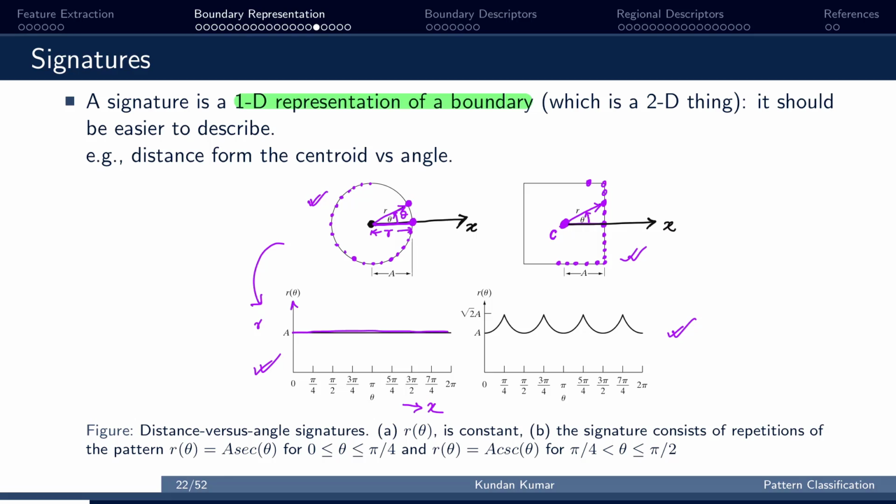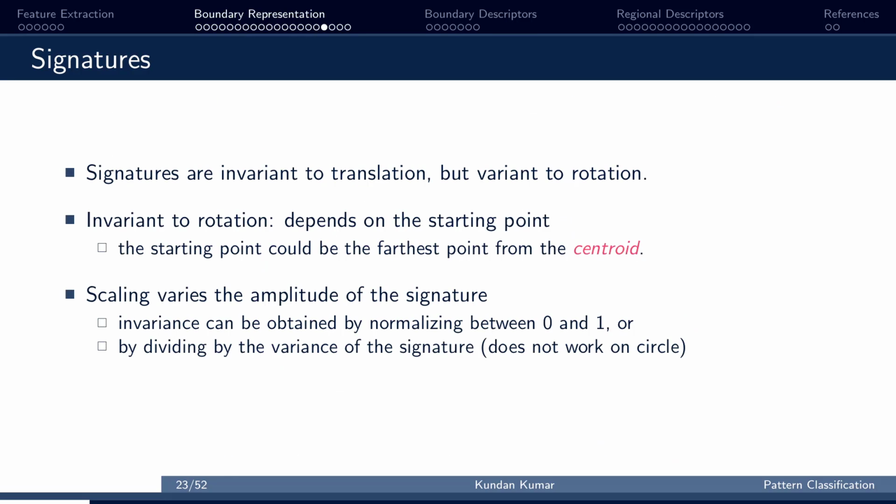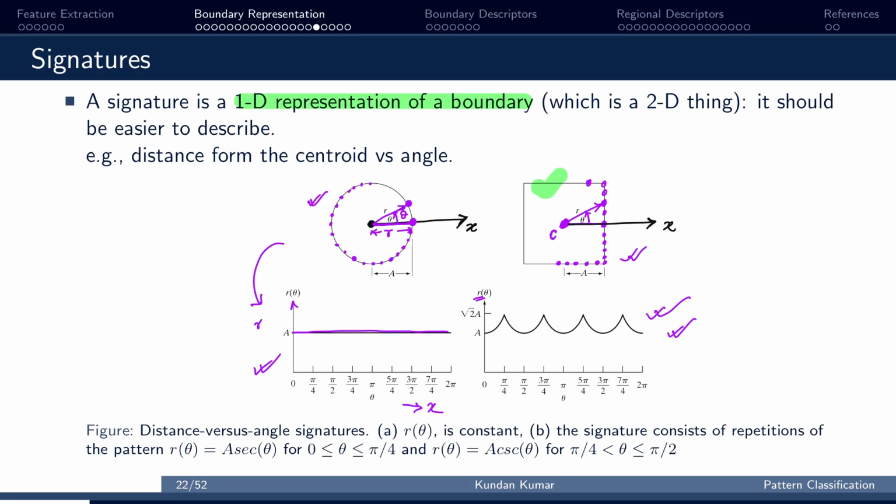between theta and the distance r. So something like this we will obtain, which is basically the signature of a square. In this way we can obtain the signature of any arbitrary shape. Signatures are invariant to translation but variant to rotation, because when we rotate this square, our signature will change.